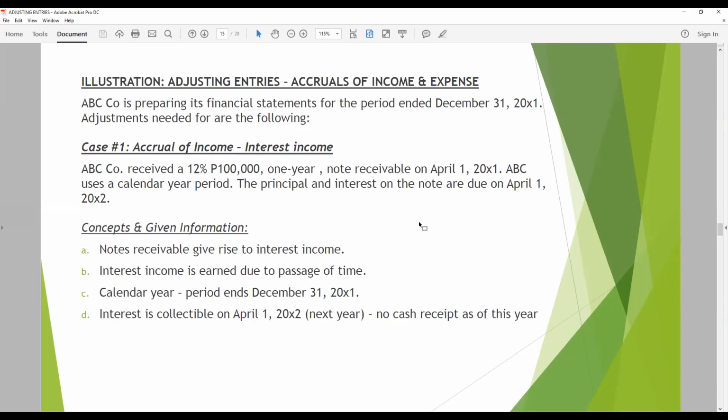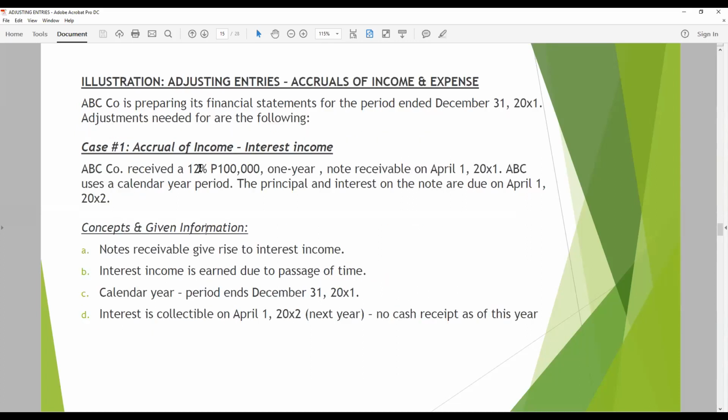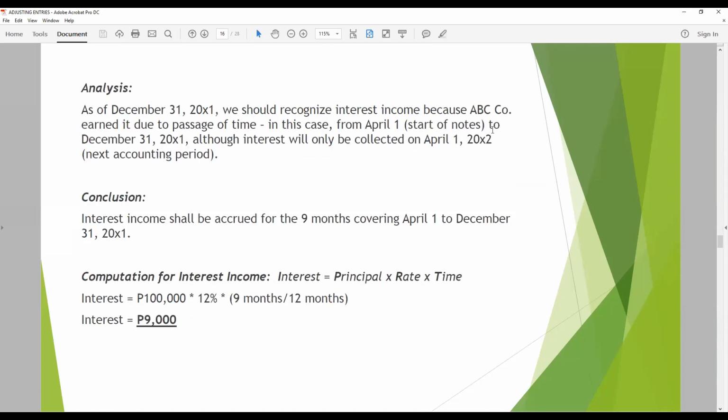Analyze natin further. As of December 31, we should recognize interest income because ABC company earned it due to passage of time. In this case, from April 1 when niya na-receive yung note, start of notes, to December 31, although interest will only be collected on April next year. Conclusion, interest income shall be accrued for the 9 months covering April, May, June, July, August, September, October, November, December. So 9 months.